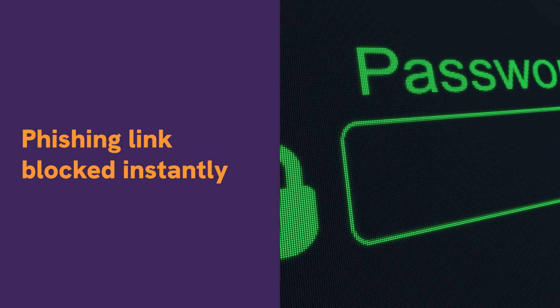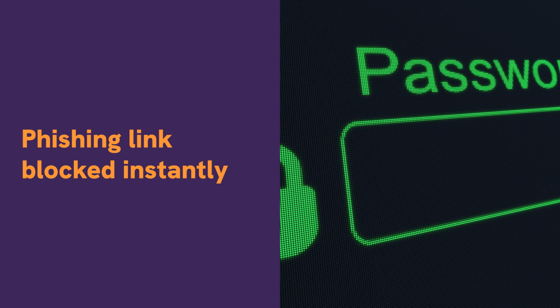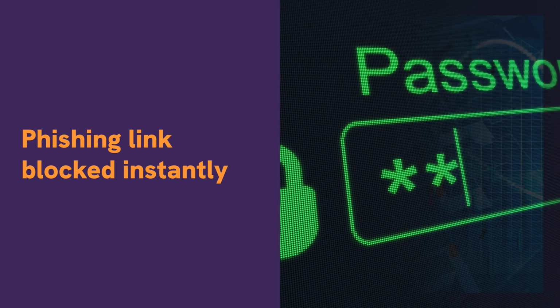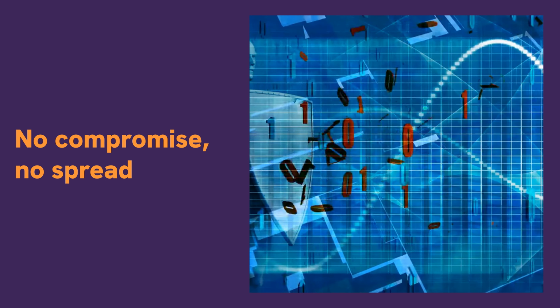Let's look at a real customer scenario. A user receives a phishing link in an email. Before they can even click, Internet Access evaluates the URL in the cloud, detects it's malicious, and blocks the connection instantly. The risk stops before it starts. No compromise, no spread.